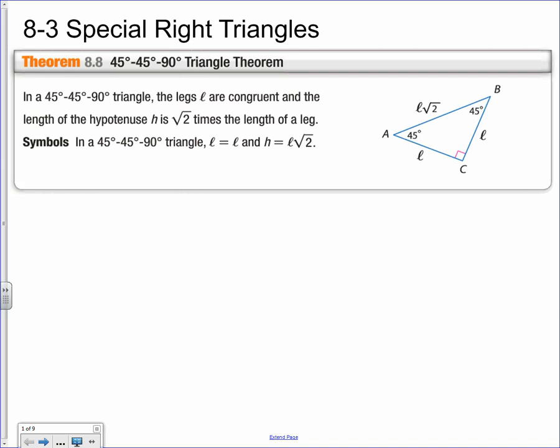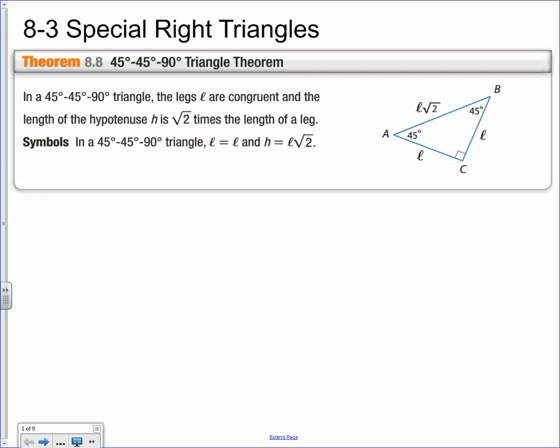And we also create, well, then it's a right triangle. So in a 45, 45, 90 triangle, the legs L are congruent. That is because in a 45, 45, 90 triangle, you have an isosceles triangle, and two sides of an isosceles triangle have to be congruent. And the length of the hypotenuse H, the long side across from the right angle, must be the square root of 2 times the length of a leg.